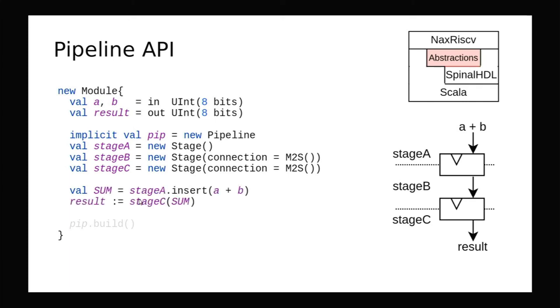And then we say in stage A, insert the value A plus B, and this will provide us sum. But sum is not a signal. Sum is a key allowing us to retrieve this result along the whole pipeline. So we can go in stage C and ask for the hardware value representing the sum key and assign that to result. And then once we specified everything we need, we say, okay, pipeline, build yourself. And there you go.